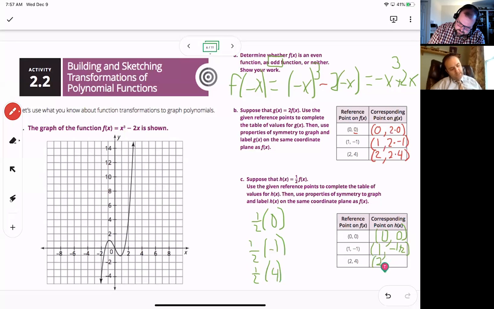And I did the same thing down the bottom because they're asking the same question. h of x is 1/2 f of x. It's just instead of a 2, it's a 1/2. So I showed my work on the left there and then put the answers on the right. If we were to plug these in, since it asks us to sketch a graph of this, for the red one we'd end up at 0, 0, 1, negative 2, and then 2, 4.